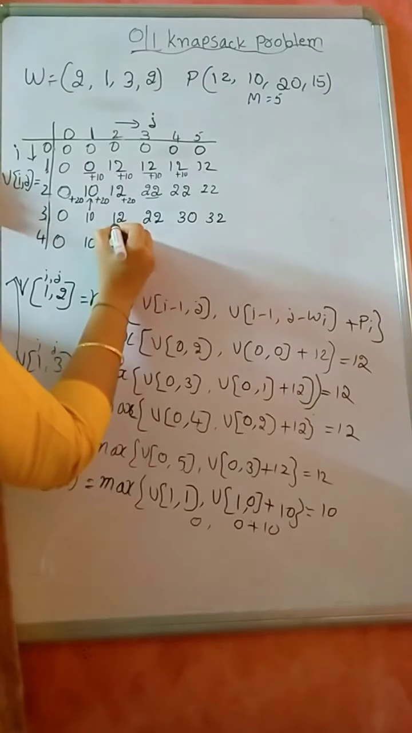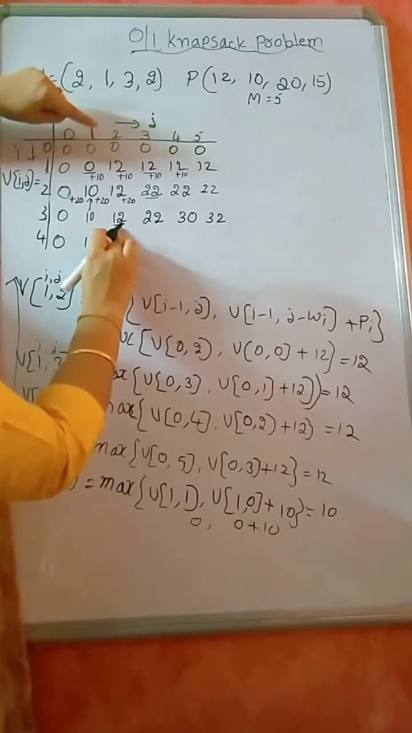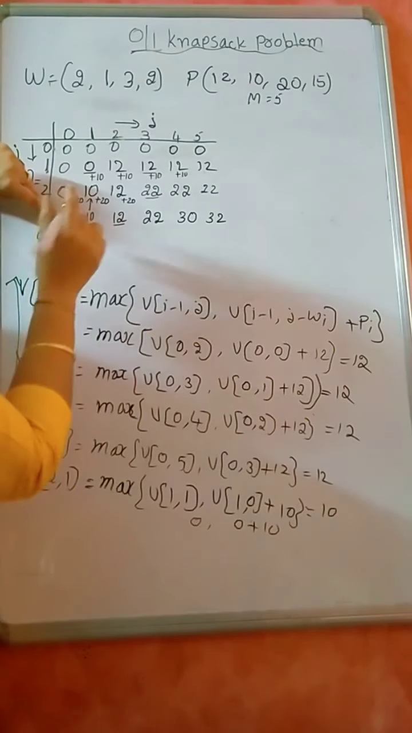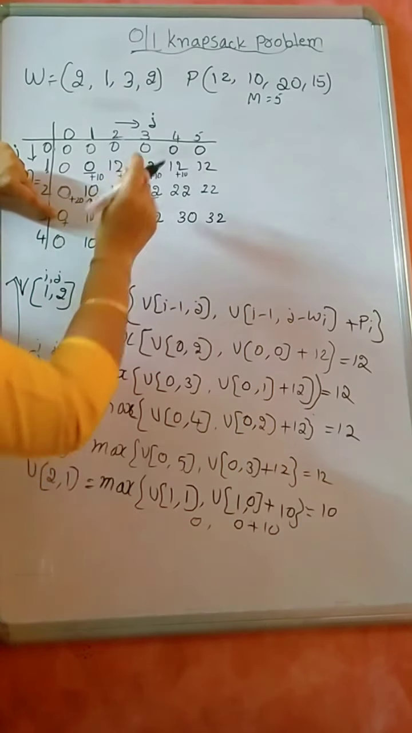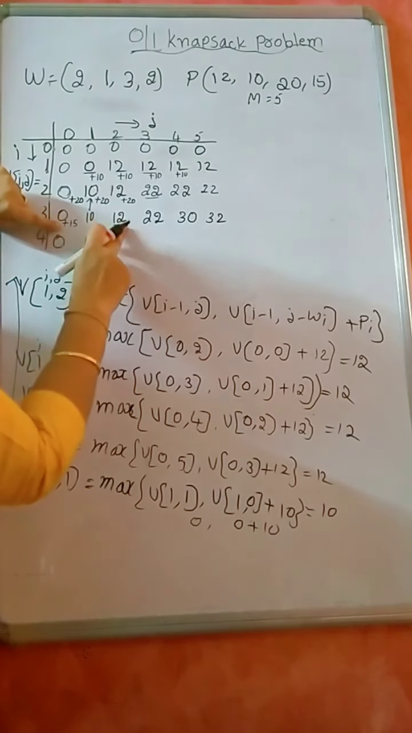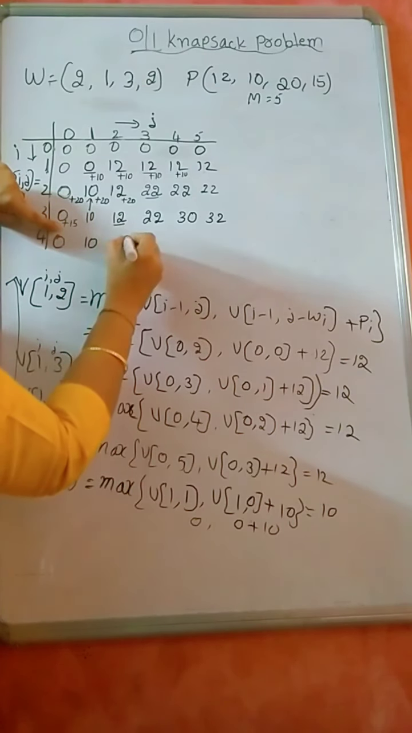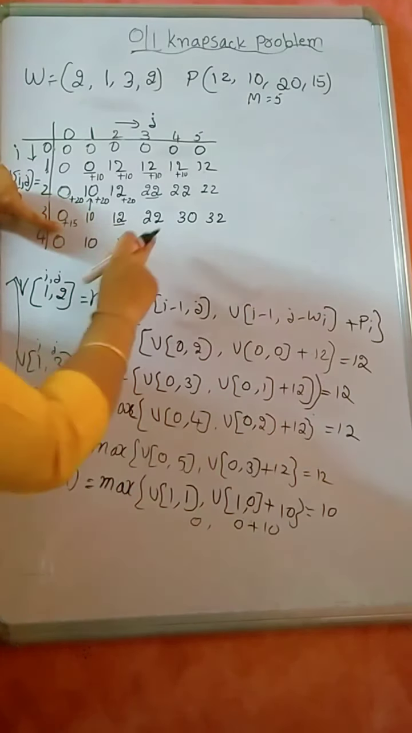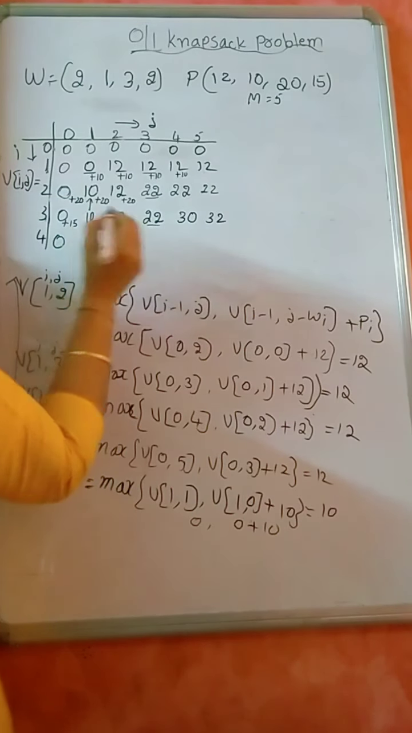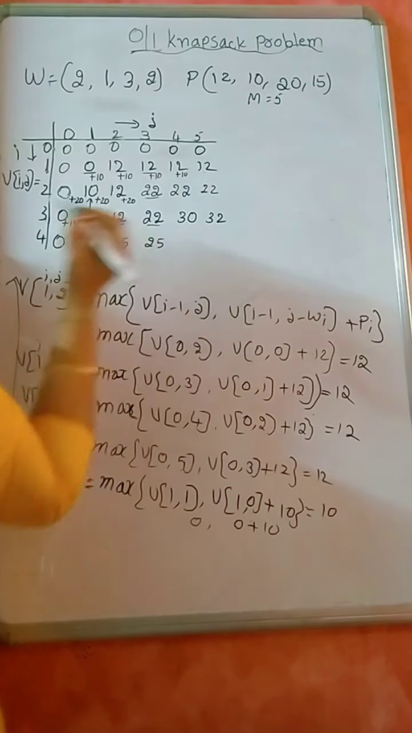So is the previous profit maximum, or 2 minus 2? What is 2 minus 2? 0. So this plus, what is the profit of selecting this object? 15. Is 15 maximum or 12 maximum? 15 is maximum. Now is 22 maximum or 10 plus 15? 25 is maximum.